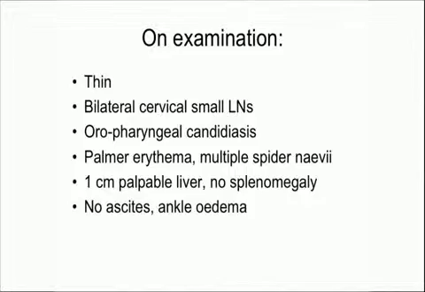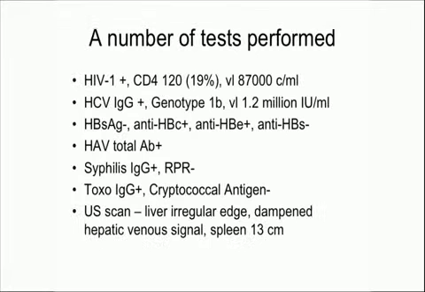So this is the sort of history that you need to get in terms of looking at people with liver disease. He was examined, he was thin, had bilateral small cervical lymph nodes, oropharyngeal candidiasis, so this was starting to ring alarm bells already. He had palmar erythema and multiple spider nevi, a 1 centimeter palpable liver, but no splenomegaly, no ascites, no ankle edema. And he went on to have a number of tests performed.